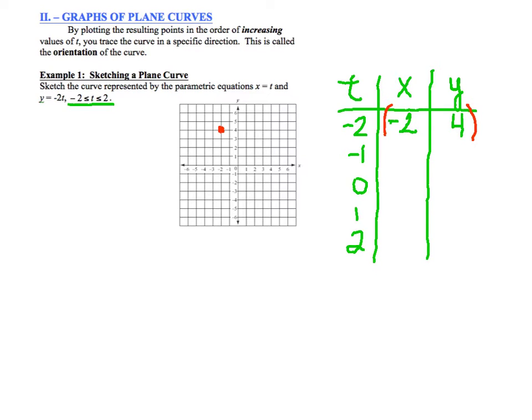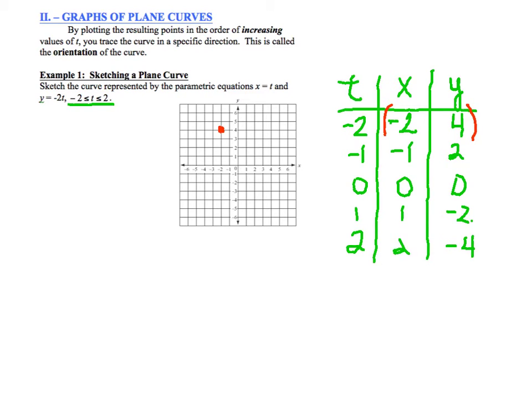Since x is equal to t, we could fill in our x column pretty quickly here. Just plug in -1, 0, 1, and 2. And then if we plug in a -1 for our y equation, we say y equals -2 times -1 gives us a 2. Y equals -2 times 0 is just 0. Y equals -2 times 1 is -2, and y equals -2 times 2 gives us -4.